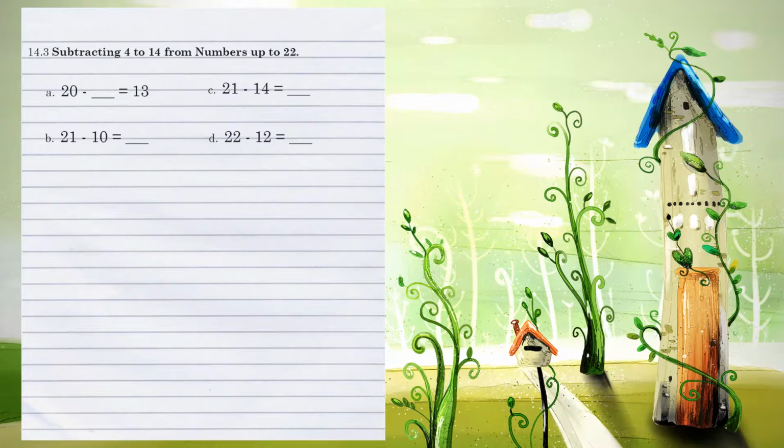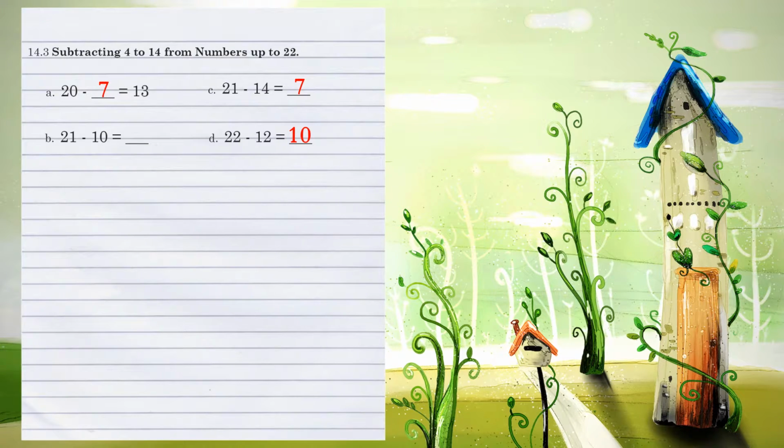Unit 14.3, subtracting 4 to 14 from numbers up to 22. Example A, 20 minus what number equals 13? In this situation, I think it's just going to be easiest to count backwards from 20 to 13 and use our tally marks. So we have 19, 18, 17, 16, 15, 14, 13. So count your tally marks. We subtracted 7.